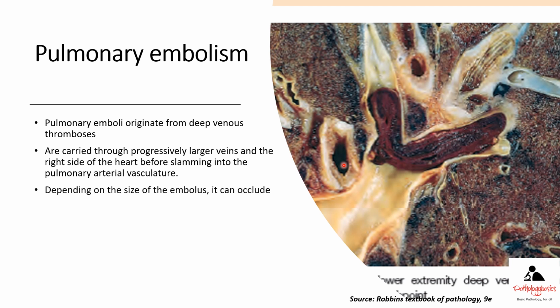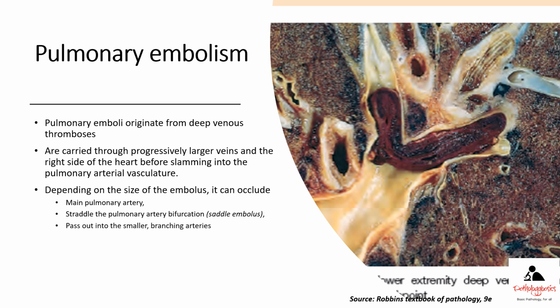What do the emboli do to the lung? It can lodge in the main pulmonary artery, or it can straddle the pulmonary artery bifurcation, as we can see over here in this diagram. The embolus is lodging at the bifurcation of the main pulmonary artery. It's called a saddle embolus. Or it can pass out into smaller branches also.